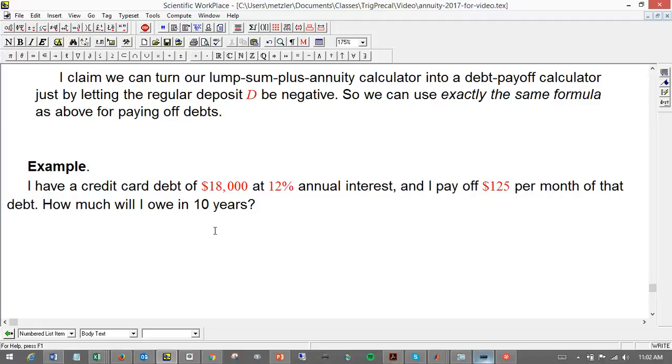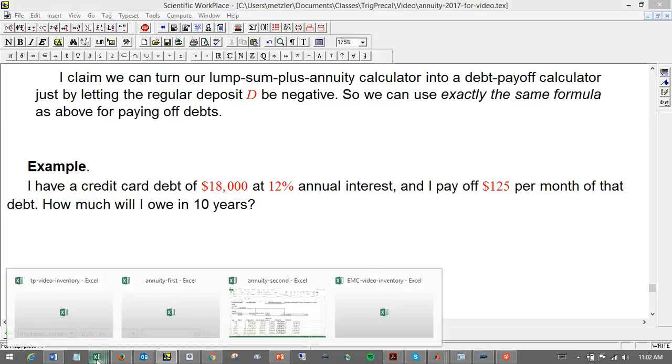So here's the cool thing about including the lump sum with the annuity. It's really easy to turn that into a debt payoff calculator. And what I'm going to show you is that we can just flip the sign of one of the quantities. It's kind of up to our choice, but I'm going to flip the sign of the deposit. Use exactly the same formula and exactly the same spreadsheet. I'll show you on the spreadsheet first to get the idea of paying off a debt.